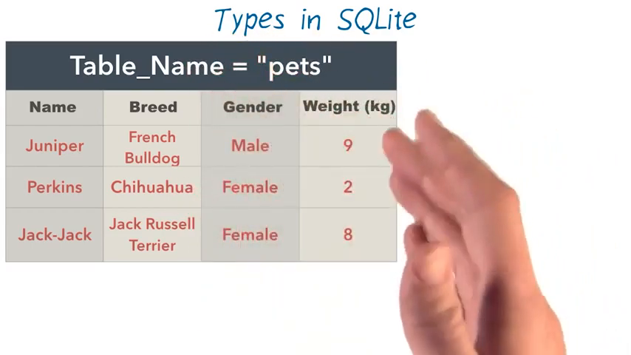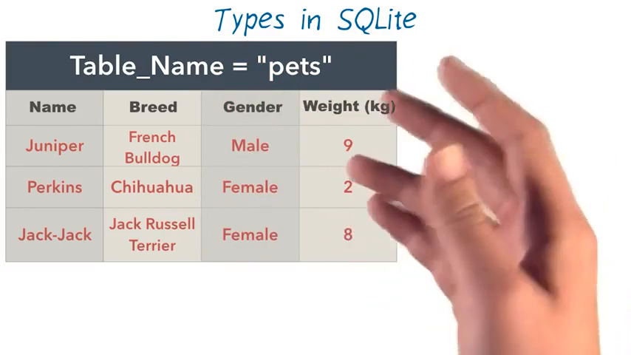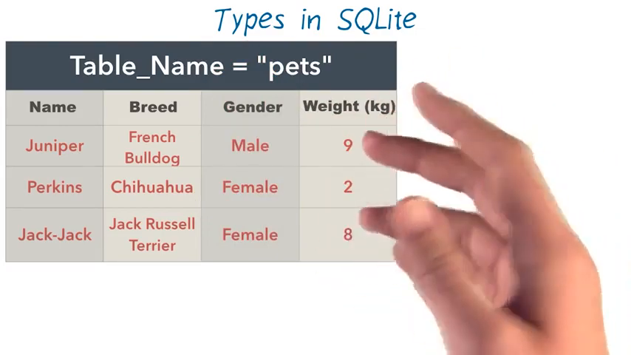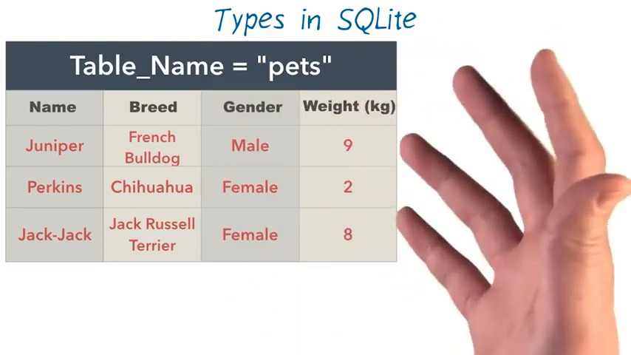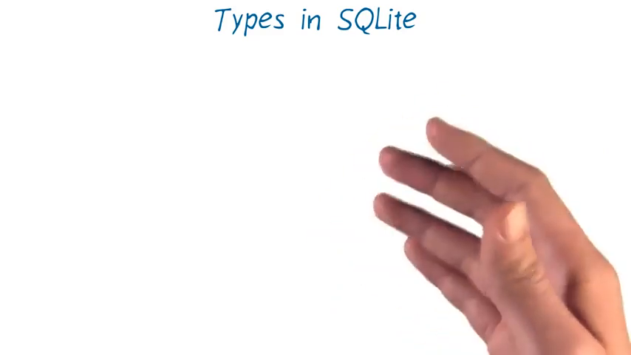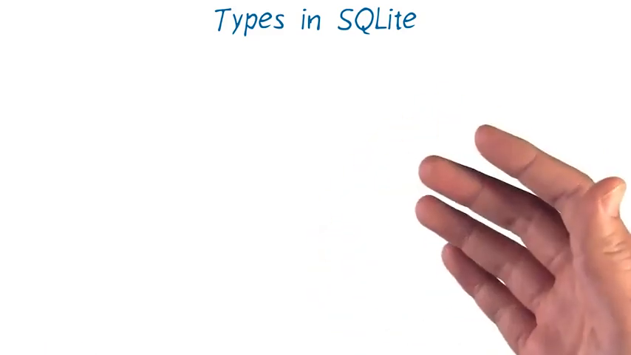Now, types work a little bit differently in SQLite than they do in Java. The names for the types are slightly different, but the idea is the same. So let's take a deeper look. So SQLite uses a more general typing system. And to better understand what this means, let's take a look at an example.